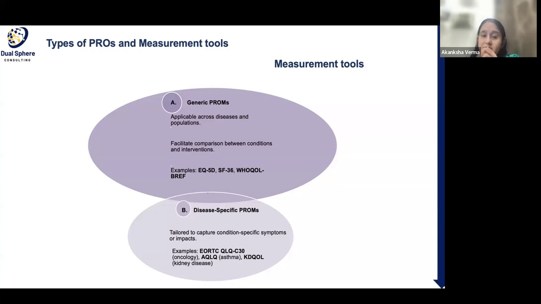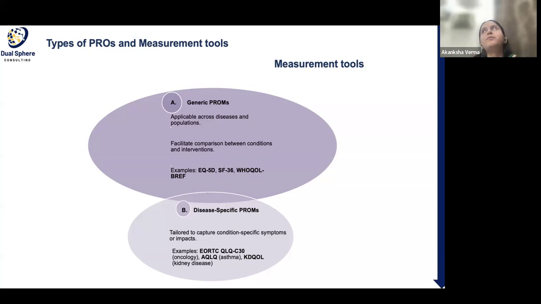Generic ones are applicable across diseases and across different populations, be it Asian, American, or Australian. You can apply these generic tools to all populations and to different disease conditions like diabetes. Using these tools, you can compare diabetes with other diseases. Okay, so these are generic tools. They help you facilitate comparison between conditions and interventions. You can compare one intervention with the other.